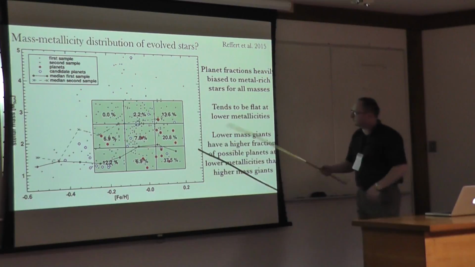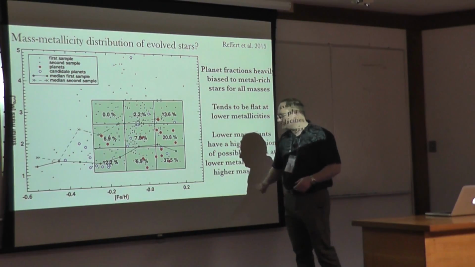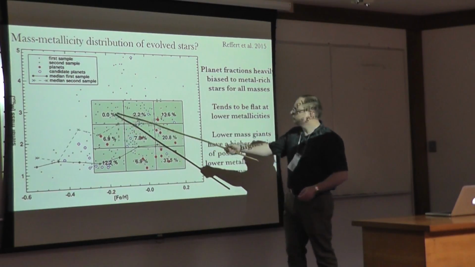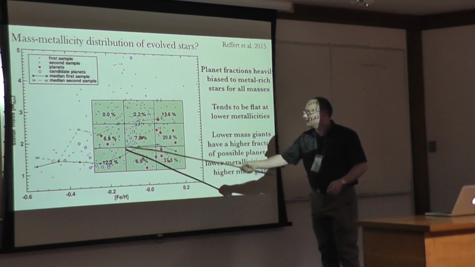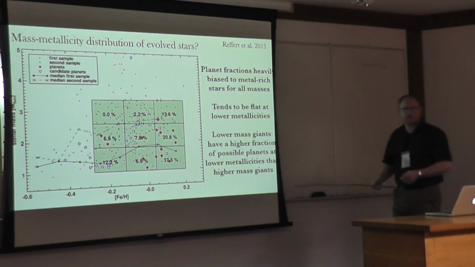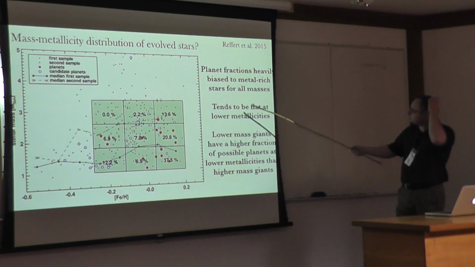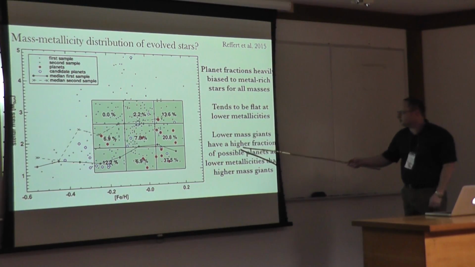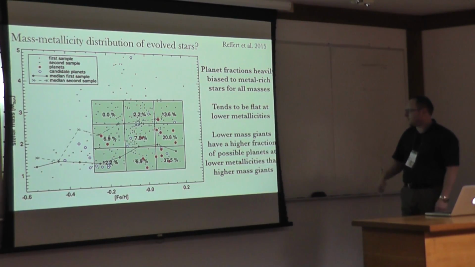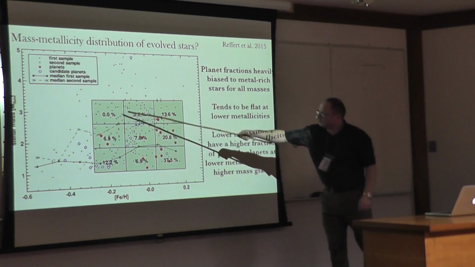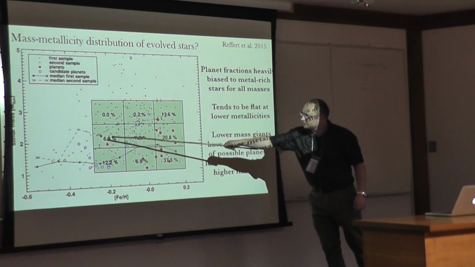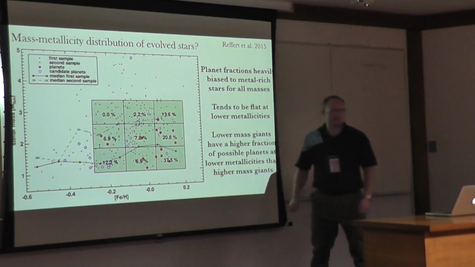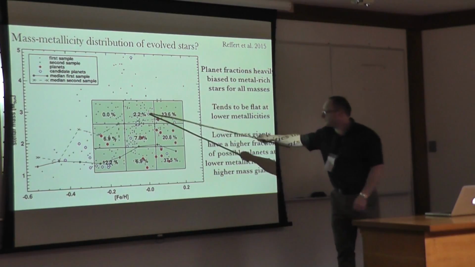And this is just to confirm that other works see the same result. When we look in metallicity, we can look in specific regimes, and we find this increase with high metallicity. It tends to be flat at lower metallicity, and also lower mass giants have a higher fraction of planets at lower metallicities than higher mass giants. So you see this increase coming down in stellar mass, and that's across the entire board, actually.